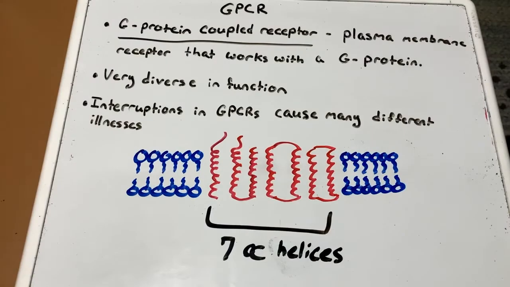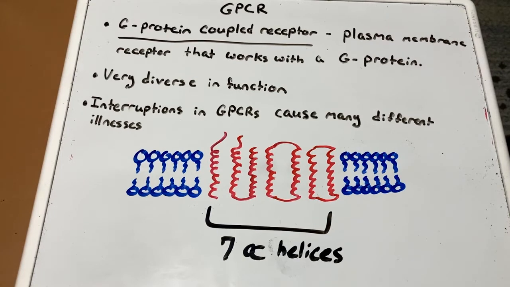A G-protein-coupled receptor is a plasma membrane receptor that works with a G protein. And a G protein is a protein that binds GTP, an energy-rich molecule which is similar to ATP. They are also extremely similar in structure, as they all contain 7 alpha helices that span the membrane, which is shown here.